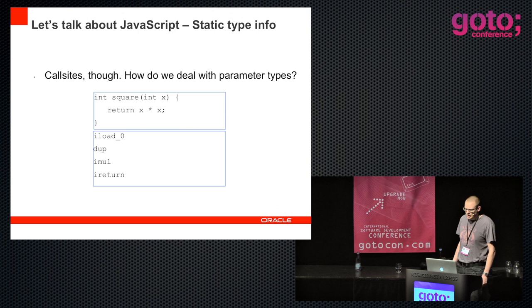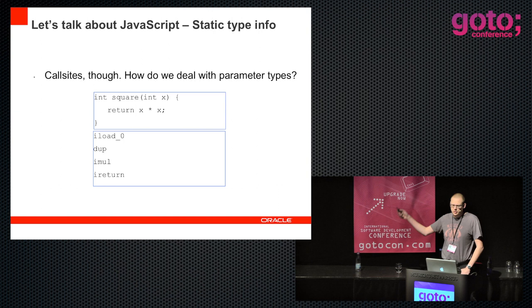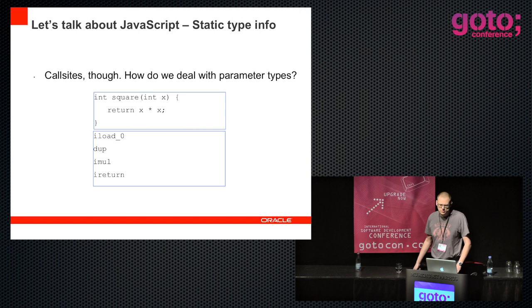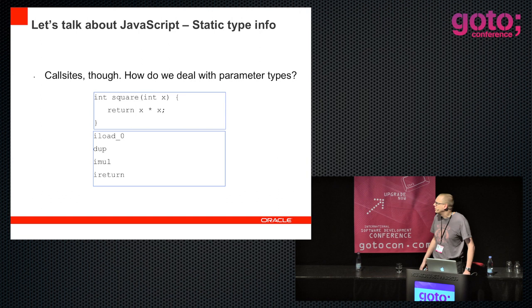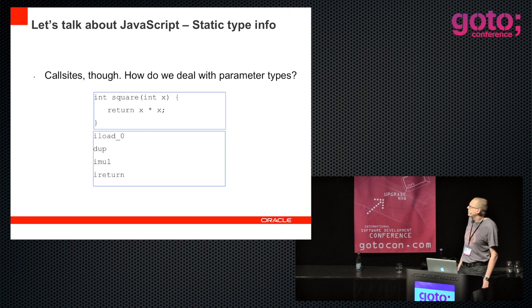Here is a Java method called square. Its sole purpose is to take an integer x and return the square of x. You can see int twice here in Java, which is a nice, strongly typed language. Below you see the bytecode that results from compiling this method. It's actually probably not what javac writes. This is bytecode that my brain wrote, but it will be semantically equivalent for Java. Basically, load the zeroth parameter, duplicate what's on the bytecode stack, do a multiplication, and do a return. And these are all instructions that begin with I, which means they handle Java ints, and Java ints only.